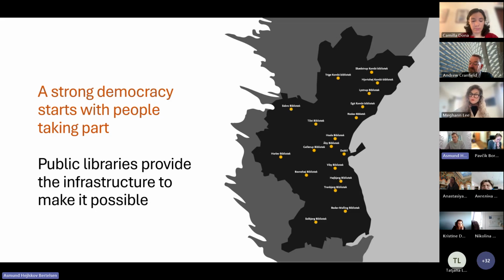In the picture here, you see a map, and all the yellow small dots are the libraries in Aarhus municipality. We view the libraries, as I said, as an infrastructure for democracy. Spread all over the municipality, we here have hubs where people can meet and engage in democracy in different ways.